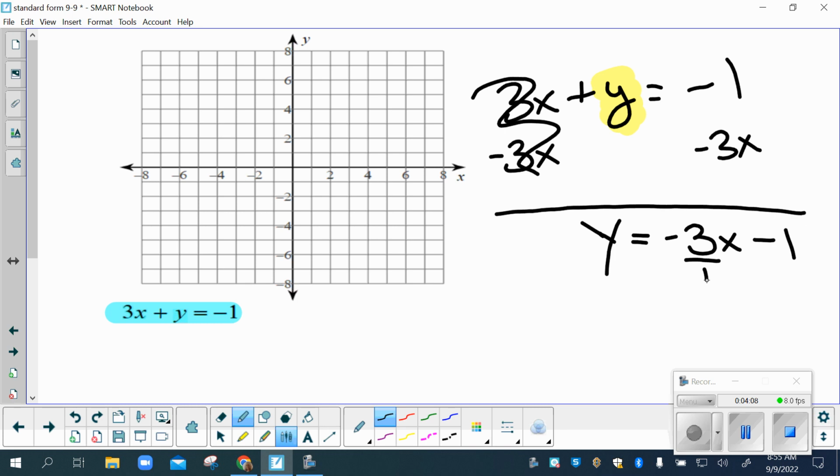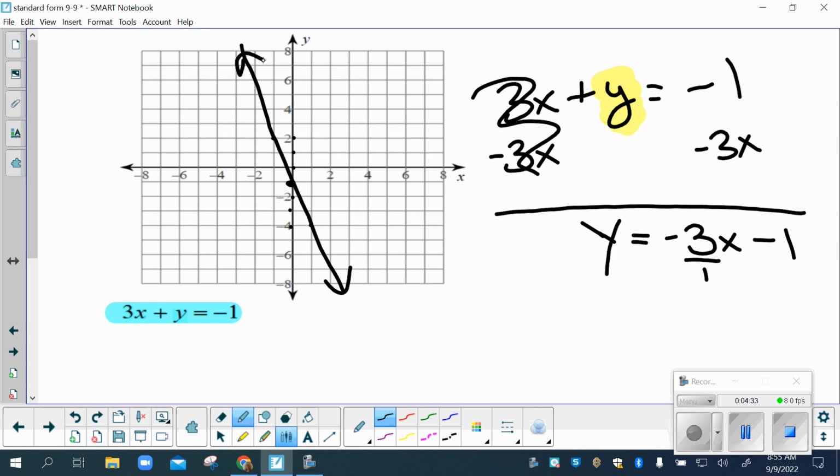I would go to -1, which is so easy, and I'm going to go up 3, because you know me, I always go up. That's how I do it. 1, 2, 3. I'm going to go over 1 in the negative direction. For those friends of mine who are thinking, Mrs. Tarantino, I don't like doing that, I like going down, you are welcome to go down 1, 2, 3, but remember, then you'll go 1 in the positive direction. And look, it makes a line either way.